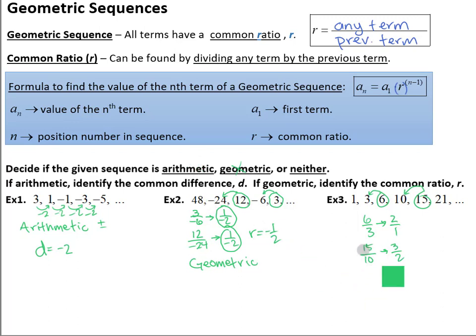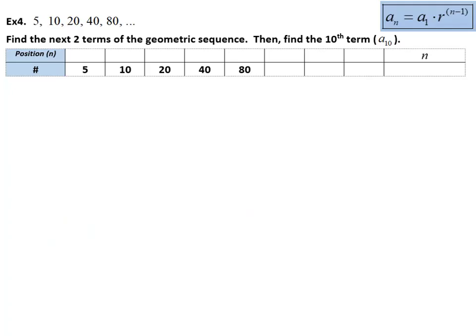So for our last one, this is actually neither. But it is a pattern, right? +2, +3, +4, +5. In fact, this is called a quadratic pattern, but we're not going to go over those this year. So for now, we're just going to say it's not geometric and it's not arithmetic. It's neither.